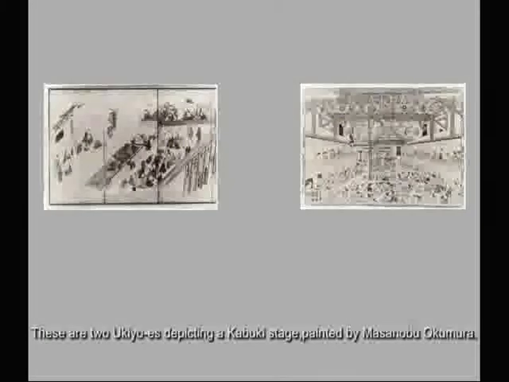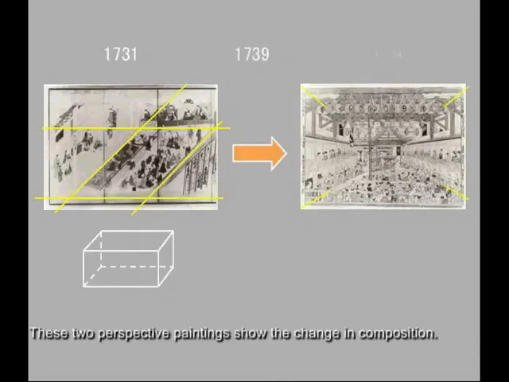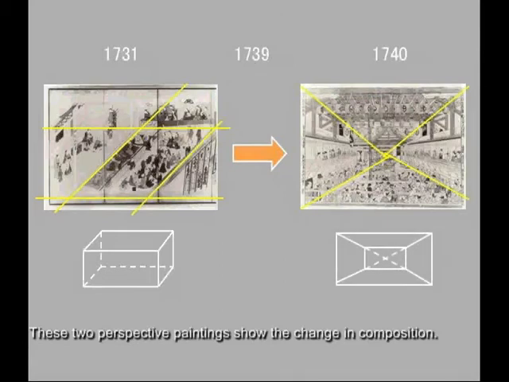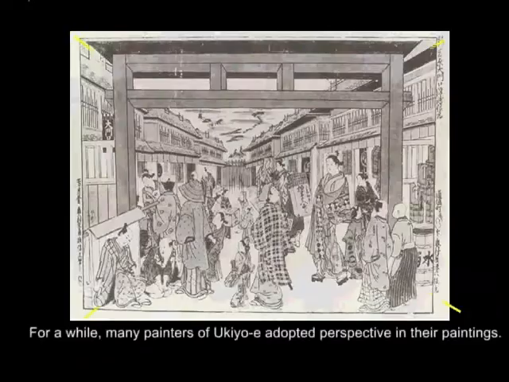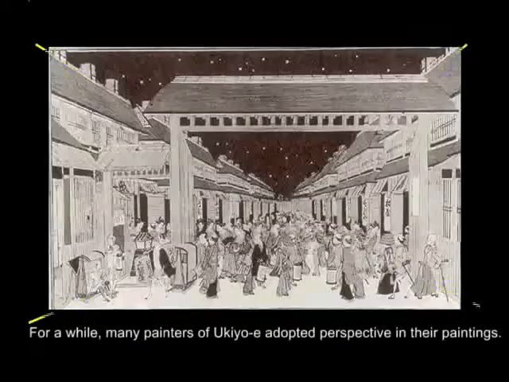These are 2 ukiyo-es depicting a kabuki stage painted by Masanobu Okumura. These 2 perspective paintings show the change in composition. For a while, many painters of ukiyo-e adopted perspective in their paintings. But from the 18th century, new changes in composition appeared.